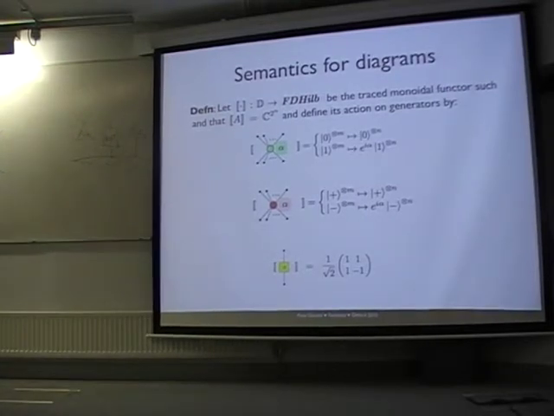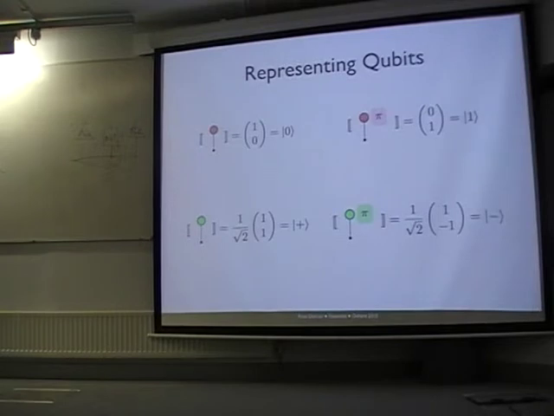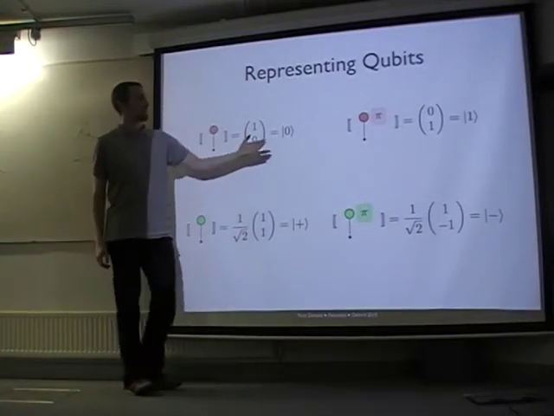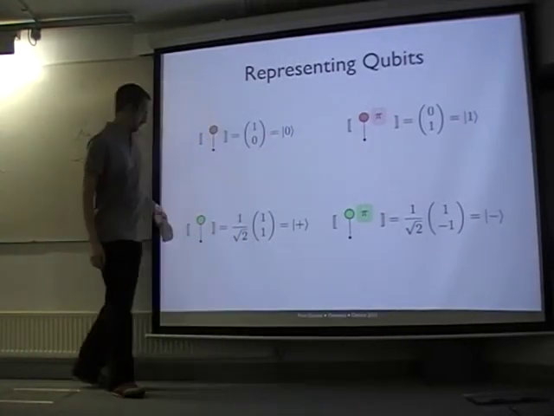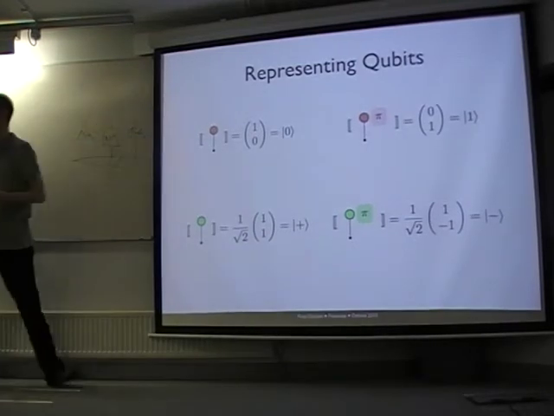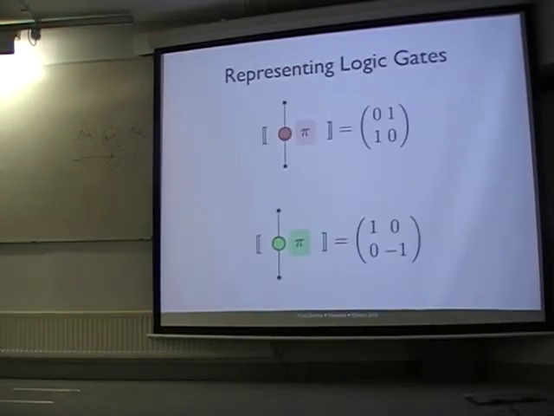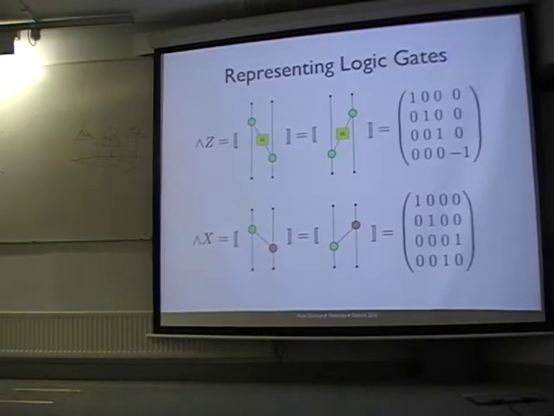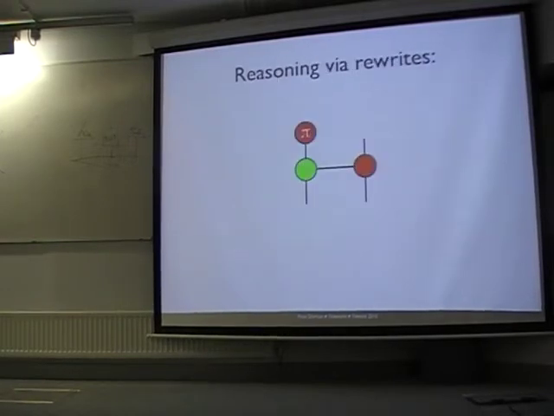And so with this syntax, we can start to write down our usual things for the purpose of computing. So this is the 0 qubit, this is the 1 qubit, the plus and the minus. Some 1 qubit logic gates, and 2 qubit logic gates. And so a small example of a calculation we can do using this rewriting system is this thing here.